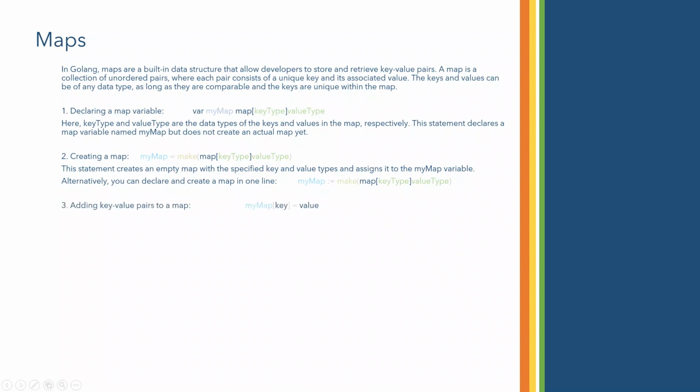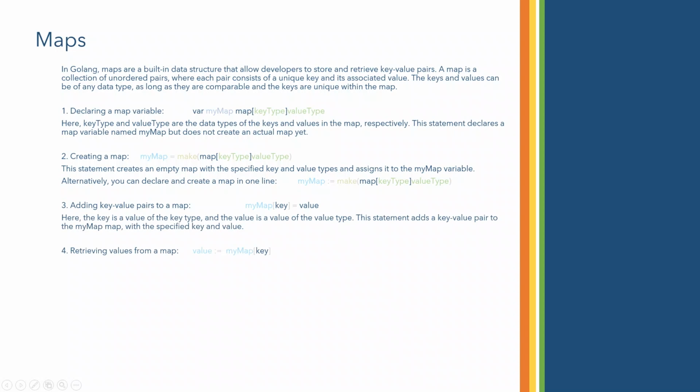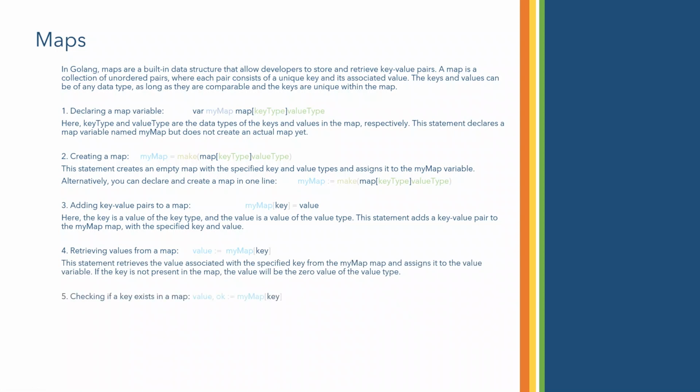How to add key-value pairs to the map? You can use the map variable of key equals value, simple. And similarly, you can retrieve the value from the map: value, colon equals, map of key. Here colon equals will create a new variable of whatever type the value being returned is.